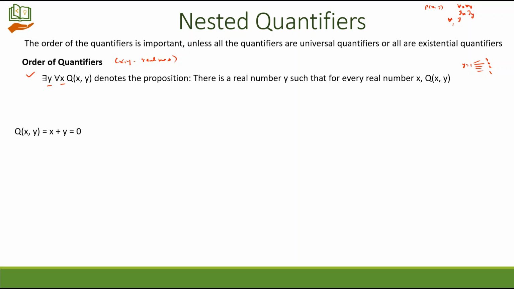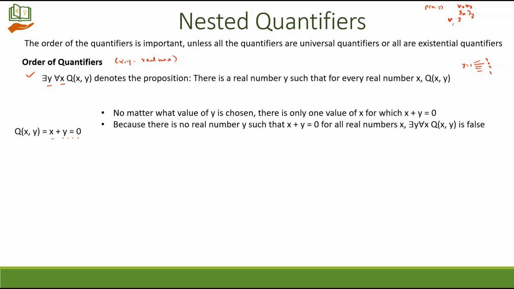Now let's take an example. Q of x comma y is equal to x plus y equals 0. Do you have any particular value of y for which you can make this expression 0? If you have y equal to minus 2, then for x equal to 2, you can make it 0. But can you apply minus 2 for all values of x? That is impossible, since there is no real number y for which we can make this statement 0 for all real numbers x.